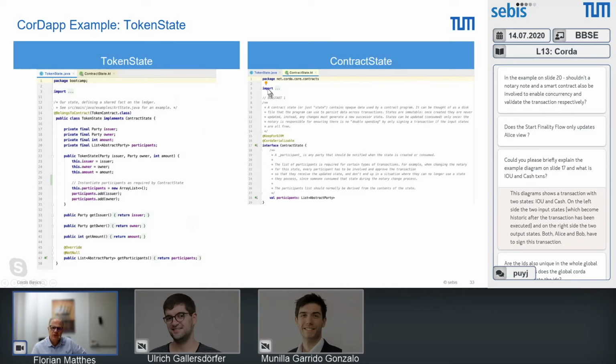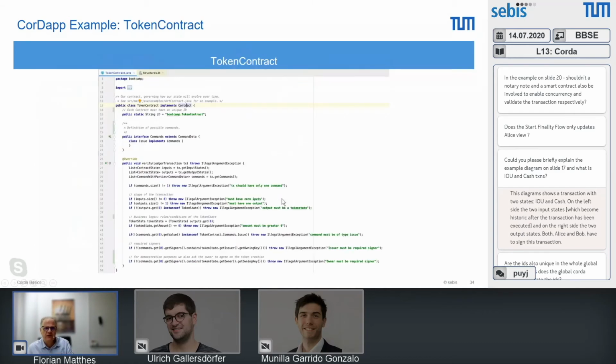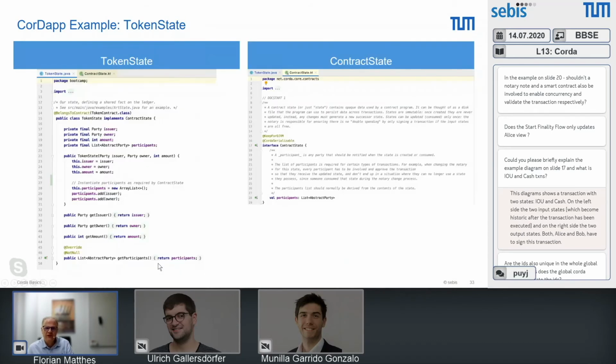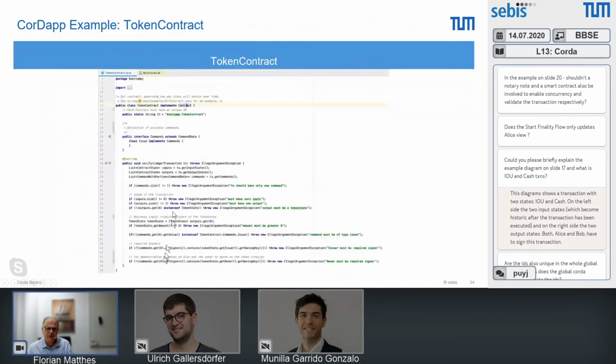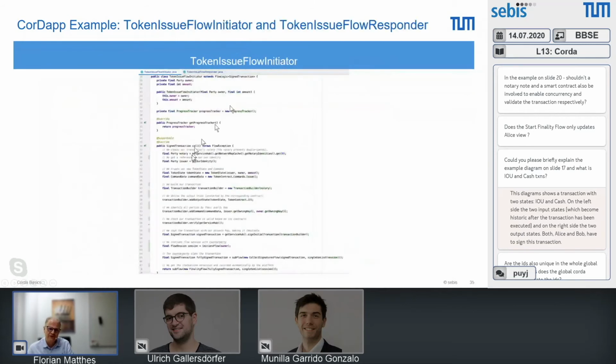As you can see, there are a lot of comments and a lot of annotations, because most of the code here is inherited from superclasses like contract state, and you simply override existing superclass definitions with your local objects. In order to know what's going on, you essentially have to understand the superclasses, and then you also have the token contract, which does the necessary checks on the state changes. And then you have the token issue flow initiator, which also does a lot of repetitive stuff for defining the flow for issuing a token.